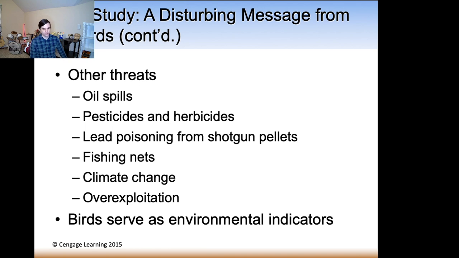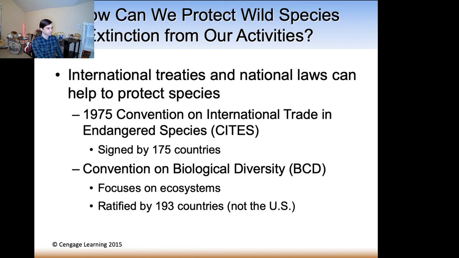So birds are one of the most sensitive organisms in the environment to changes. So when they start to have problems, we should probably pay attention to that, because they're kind of the first indicators that something's up. So what can we do, and what have we done to help control this?